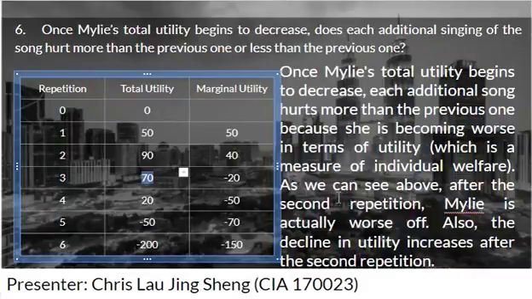So as you can see above, after the second repetition, Miley is actually worse off.